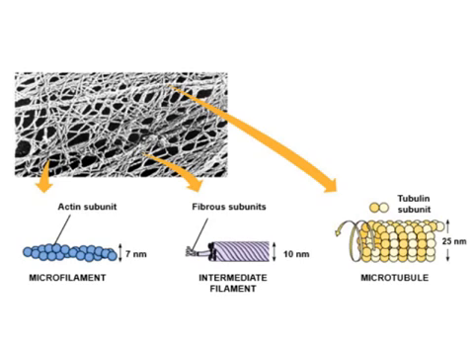So there are three main components that make up the cytoskeleton. There are little tiny fibers, which are called microfilaments. There are medium-sized fibers called intermediate filaments, and large fibers called microtubules.